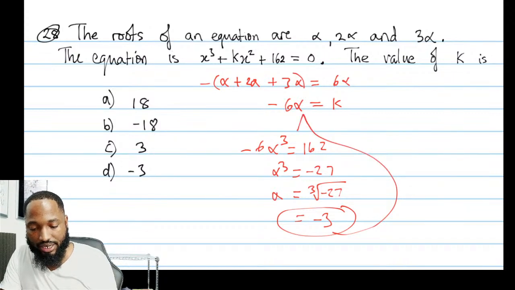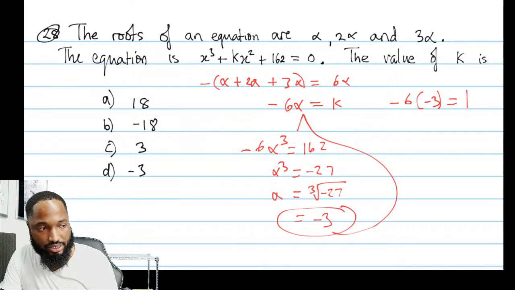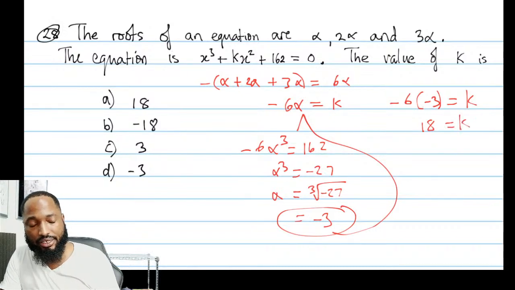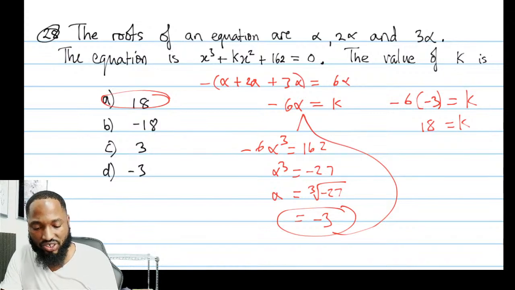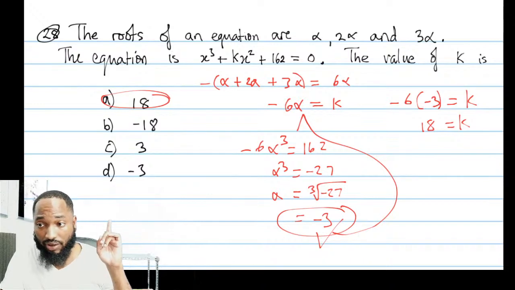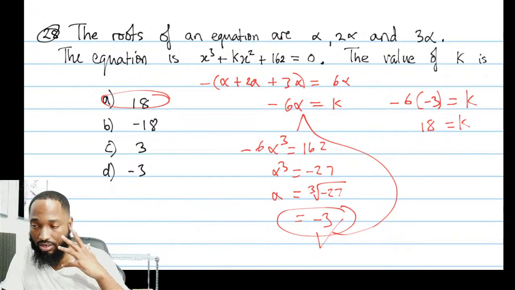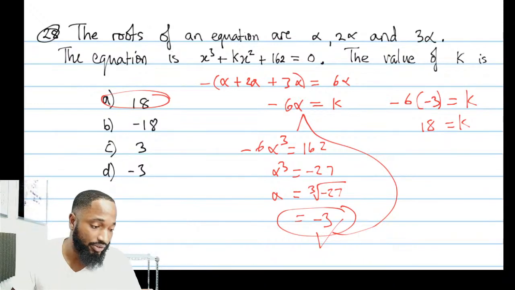So you can put that in there. Negative 6 by negative 3 is equal to K. Negative 6 by negative 3 is 18, equal to K. Your answer should be A. Some people are getting D though. I guess when you reach here, you stop. Don't stop. They ask you to find the value of K and the value of alpha. Answer is A. Tell me in the chat if you understand that.